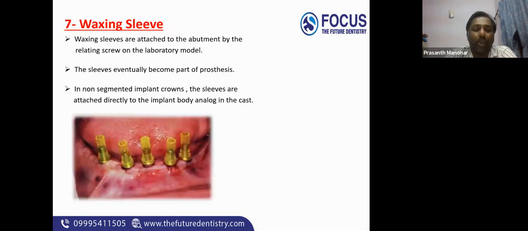Now, wax sleeve. The wax sleeve is the portion which is used to cover the abutment for a screw retained process. Understood? It is a sleeve, a plastic sleeve, that will be covering our abutment for a screw retained process during the lab procedure. It is something related to the lab procedure. Understood?